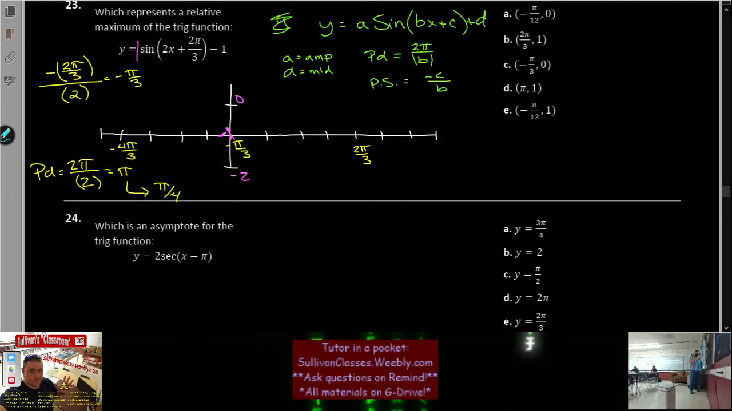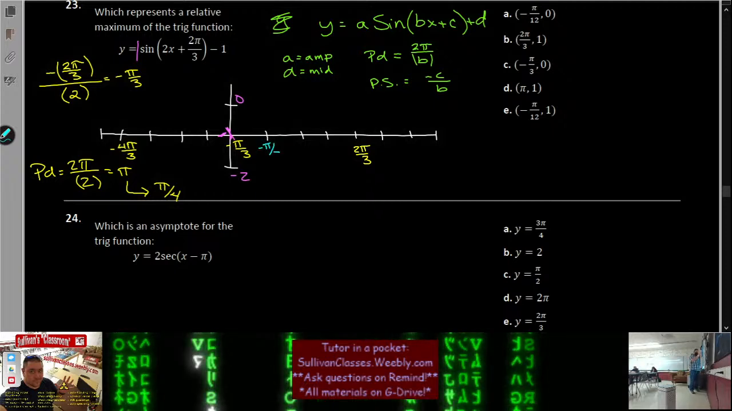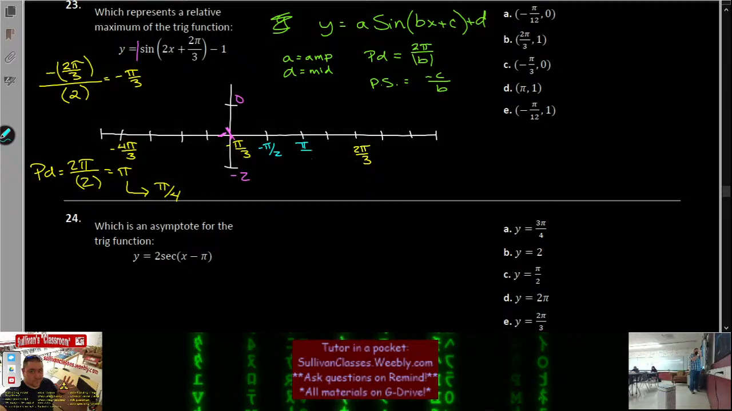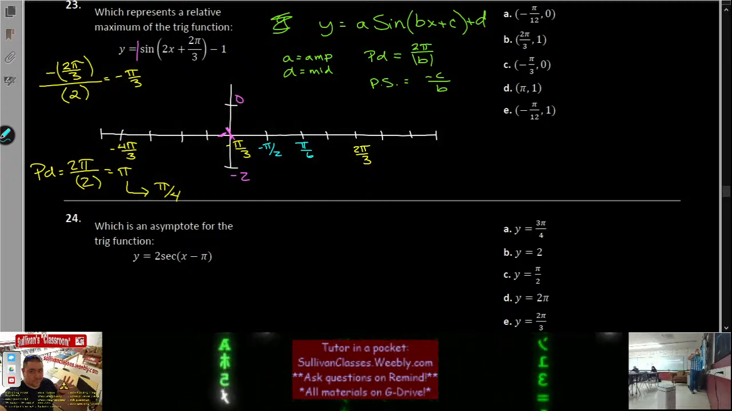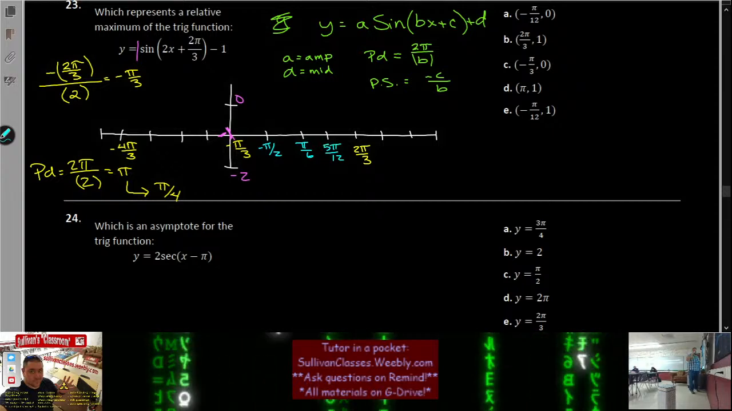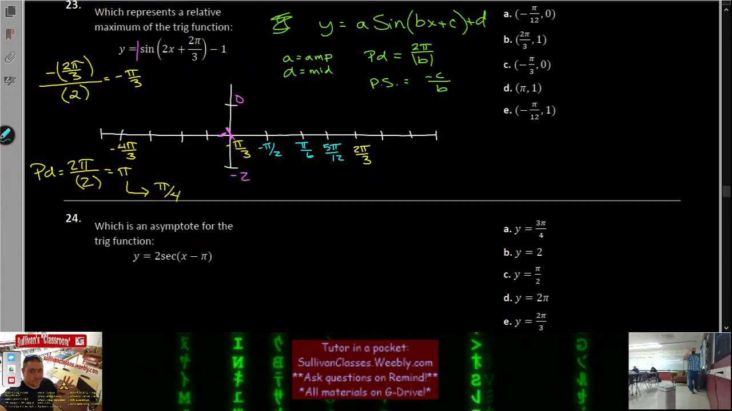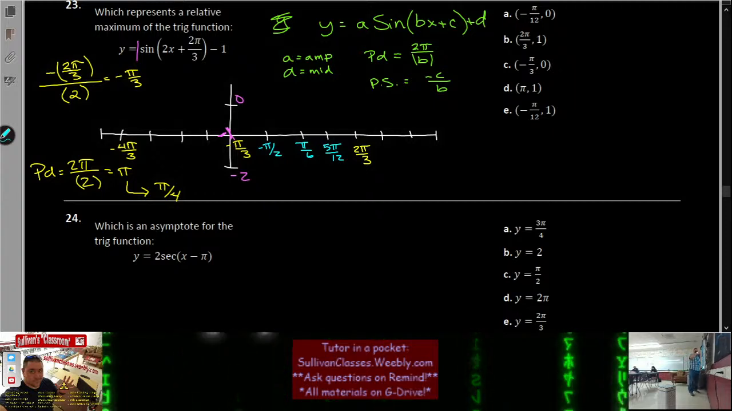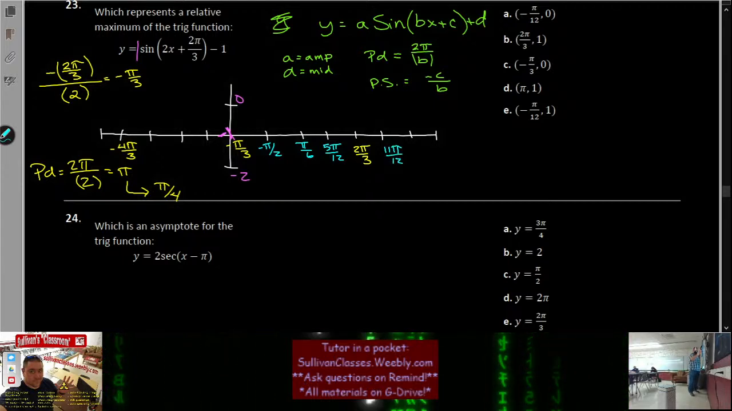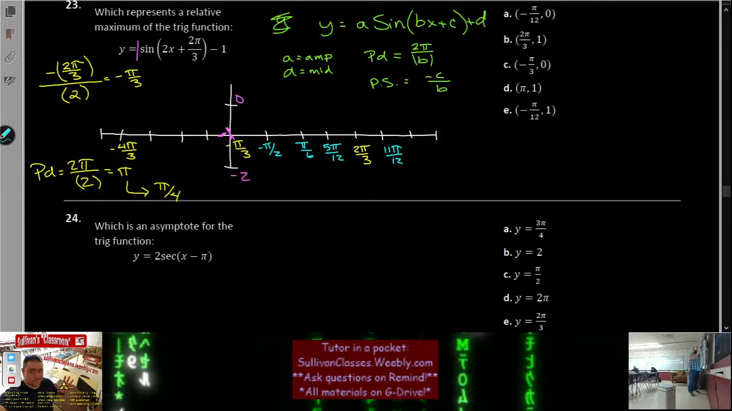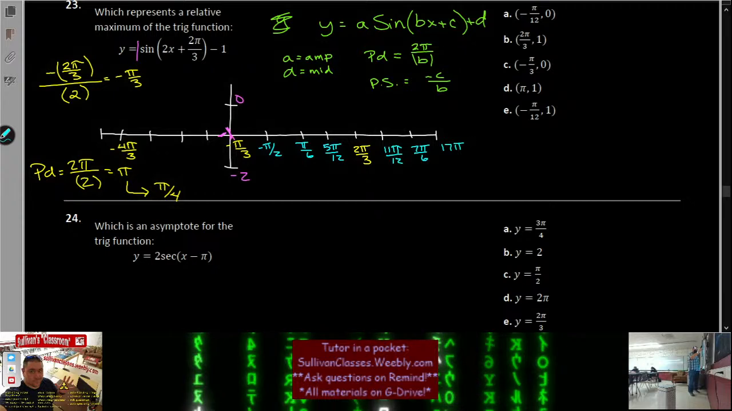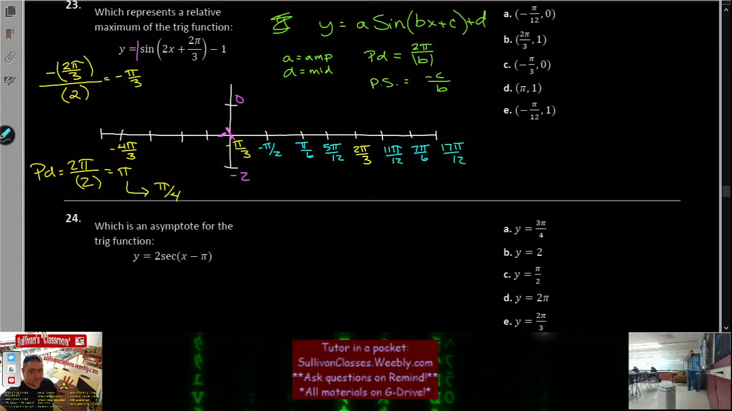And negative 4 pi over 12 plus 3 pi over 12 is negative pi over 12. Plus another 3 pi over 12 is 2 pi over 12, which is pi over 6. Plus another 3 pi over 12 is 5 pi over 12. Right? And then 8 pi over 12. Hey, cool, I'm doing it right. And then 11 pi over 12, and then 14 pi over 12, and then 17 pi over 12, and on and on.